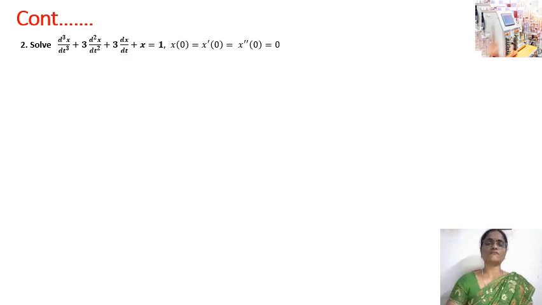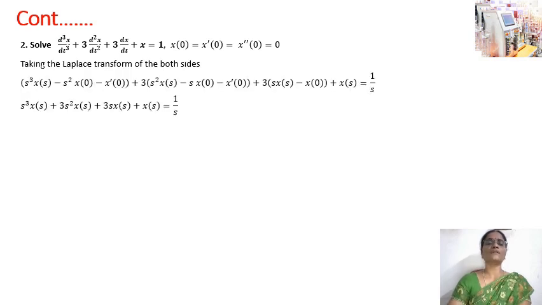So as usual, the first step, take Laplace on both sides. If you are applying a Laplace on both sides, the first term is the third order derivative. You know the formula for the third order derivative. Then 3 into the second order derivative, we know the formula for the second order derivative, plus 3 into the first order derivative, we know the first order derivative formula, plus x of s equal to, in the right hand side we have 1. What is the Laplace of 1? It is 1 by s.